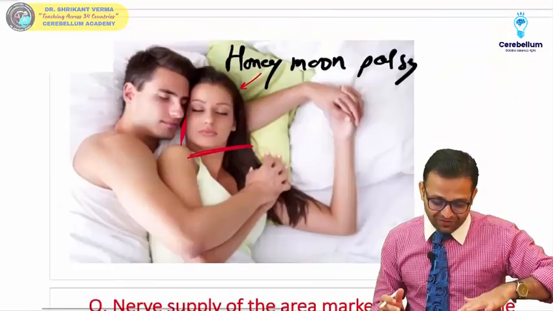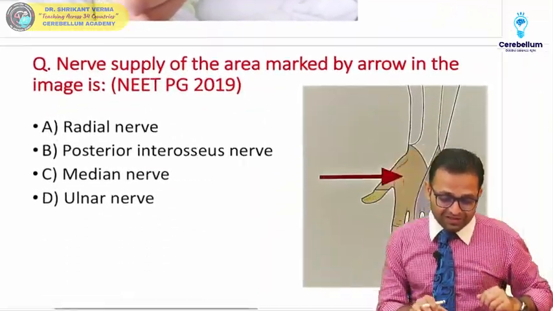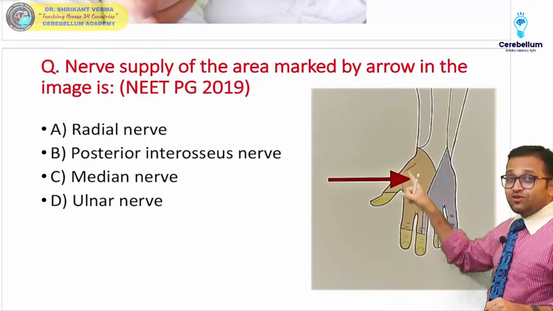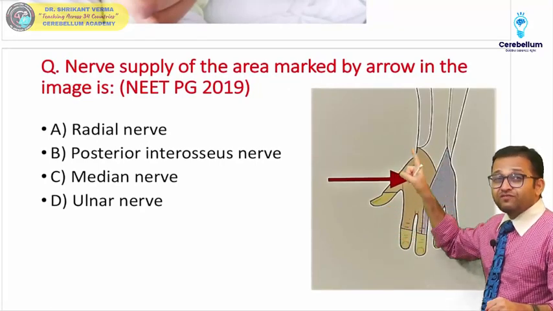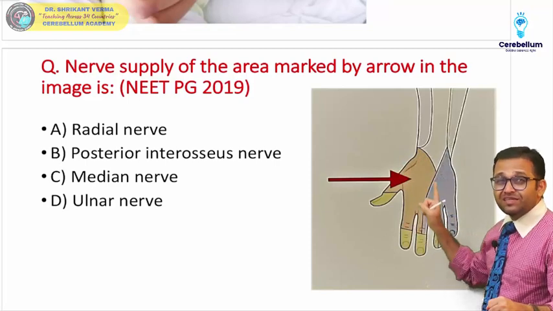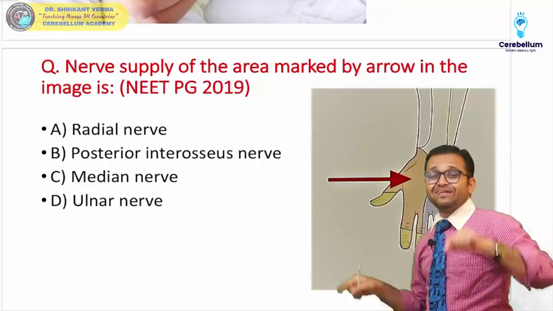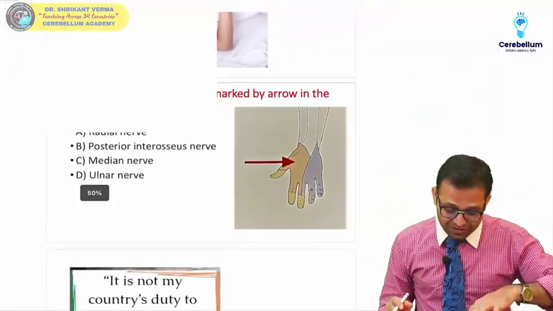Okay, so these are the different points. Can you tell me this NEET PG 2019 question? There was an image, here was the arrow: nerve supply of the area marked by the arrow in this image. Tell me which nerve is supplying this part of the skin. This is the question. Comment in the comment box. Okay, so these are our different points.